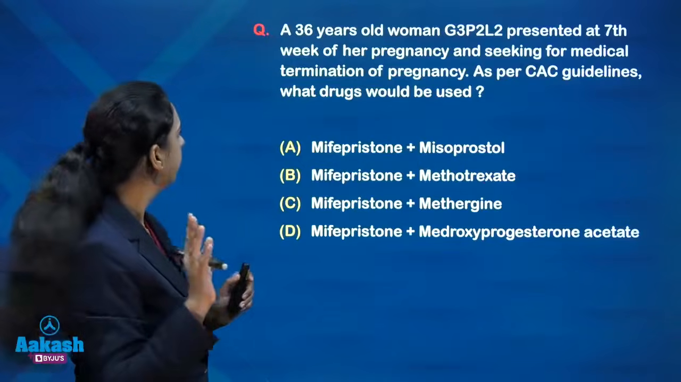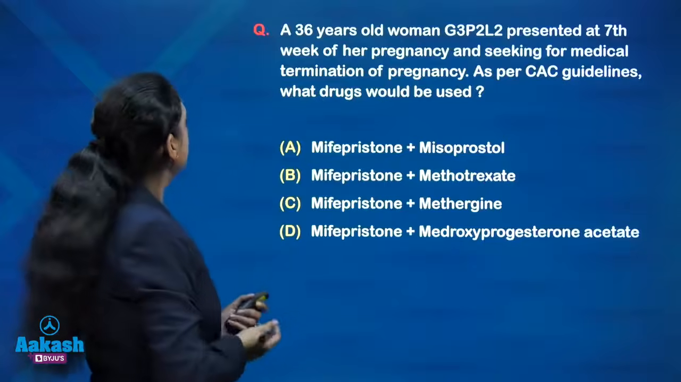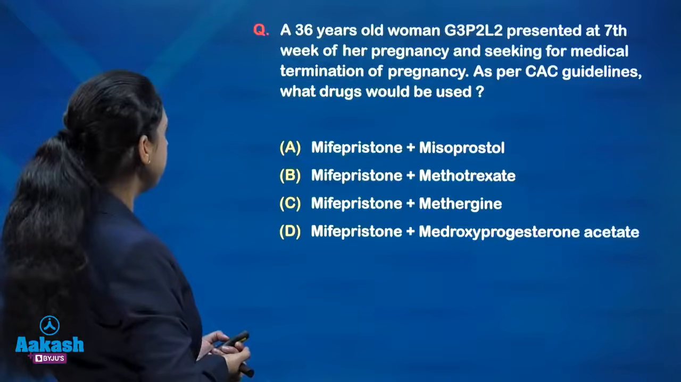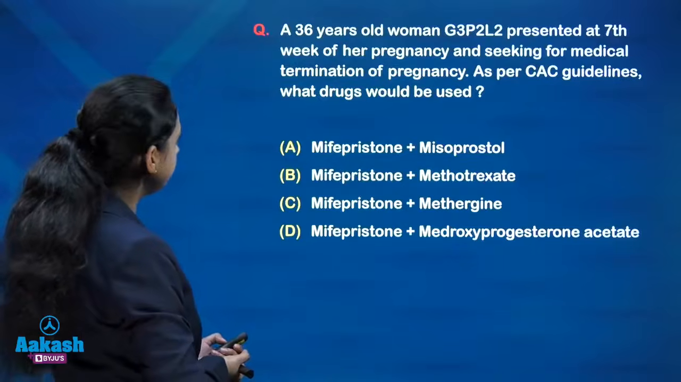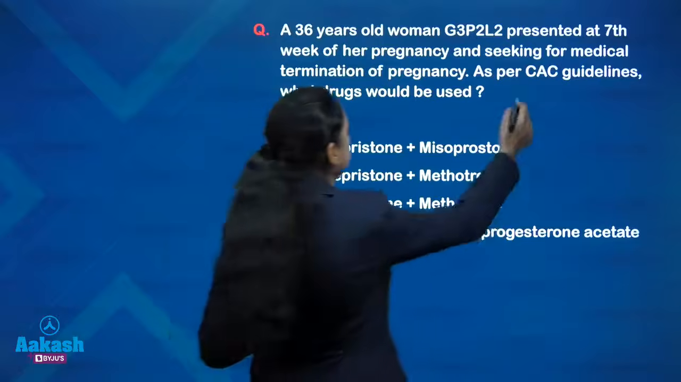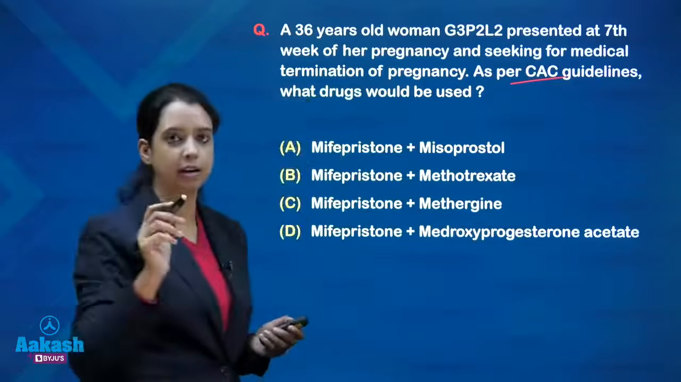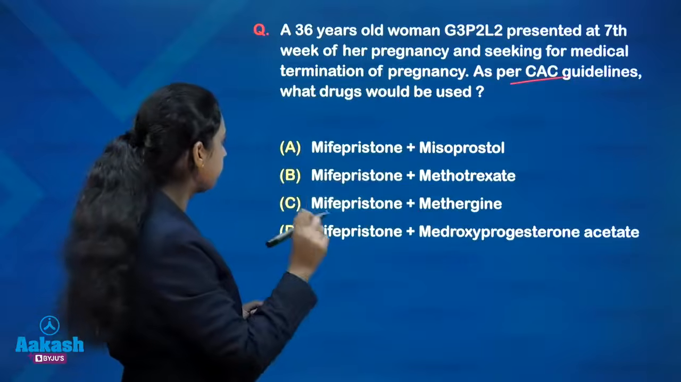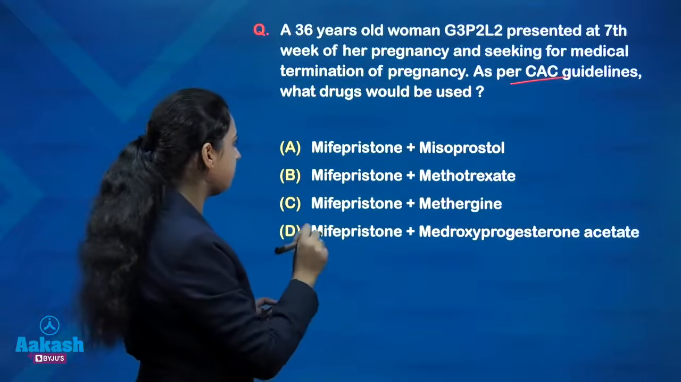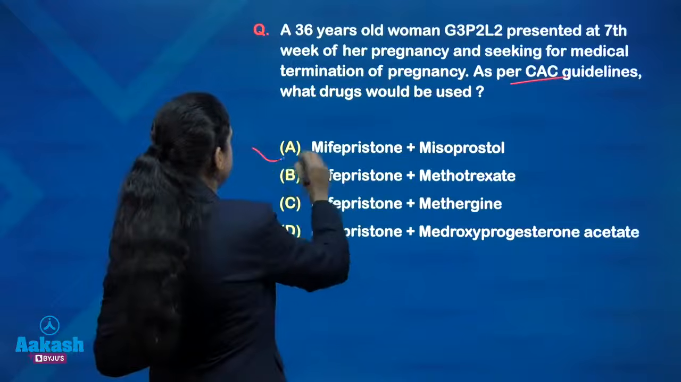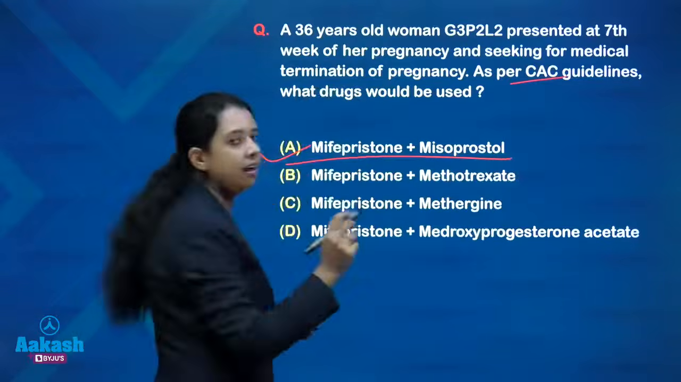Okay? Right. Next question. 36-year-old G3P2L2 presented at 7 weeks and seeking medical termination of pregnancy. As per CAC guidelines, what drugs would be used? Okay, so CAC is Comprehensive Abortion Care Guidelines, what drug is to be used. So she is 7 weeks. Mifepristone, misoprostol, methotrexate, and so on. It is very easy. Mifepristone and misoprostol is advisable by CAC guidelines.